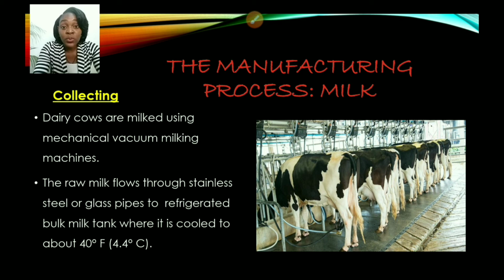So the first process is called collecting. And what does collecting entail? Dairy cows are milked using mechanical vacuum milking machines. The raw milk flows through stainless steel or glass pipes to a refrigerated bulk milk tank where it is cooled to about 40 degrees Fahrenheit or 4.4 degrees Celsius.